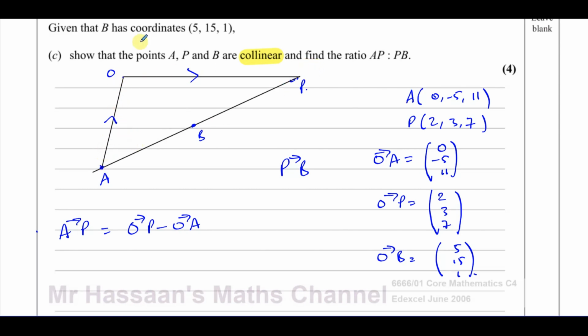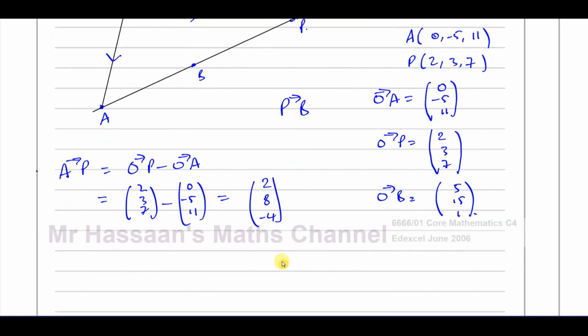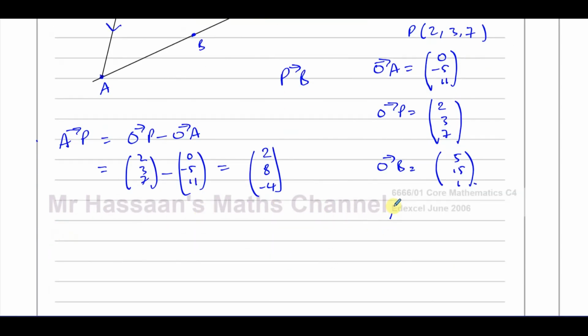Why? Because you're going minus OA plus OP. So O to P, as we know, is 2, 3, 7, minus O to A, which is 0, minus 5 and 11. And that's going to give me the vector A to P. So 2 minus 0 is 2, 3 plus 5 is 8, 7 minus 11 is negative 4. So here we have the vector A to P.